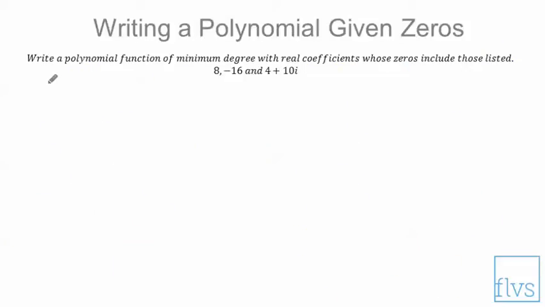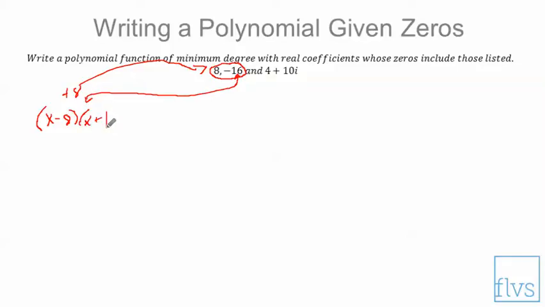This one says, write a polynomial function of minimum degree and with real coefficients whose zeros include those listed. So I'm going to start with these first two because we did these in the previous video, so hopefully you remember. If your 0 is positive 8, which is what this is right here, that means my factored form should have been x minus 8, because when I set it equal to 0, I'd be adding 8 to both sides. So again, if I have negative 16, that means my factored answer was originally x plus 16. So those are the real sides.